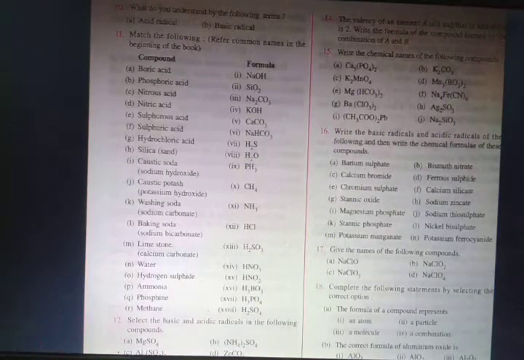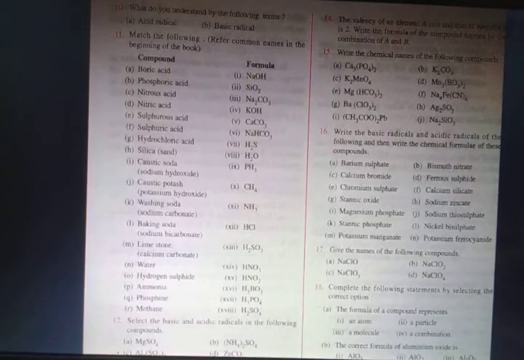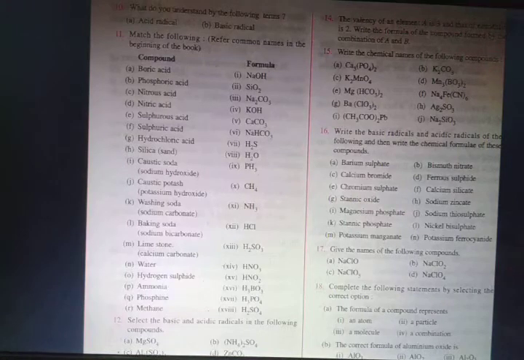Washing soda, Na2CO3. There is a small mistake, or rather there's no mistake. Actually, washing soda is hydrated sodium carbonate. But they have mentioned that they want to know specifically about sodium carbonate, not the hydrated one. Okay, so it's Na2CO3, baking soda NaHCO3, limestone CaSO3, water H2O, hydrogen sulfide H2S, ammonia NH3, phosphine PH3, methane CH4.